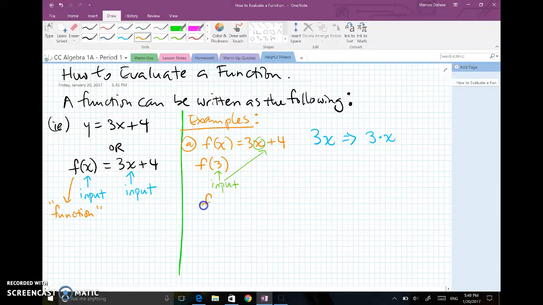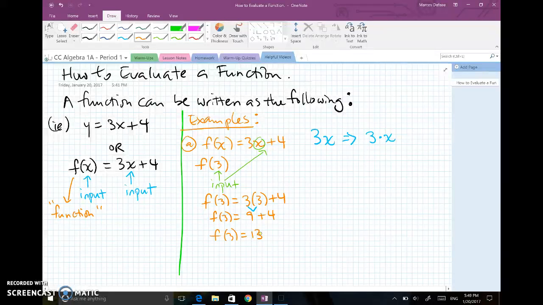So we will get f of 3 is equal to 3, which is our coefficient, multiplied by 3, which is our input number, and then plus 4. So the result of that, using order of operations, would be I need to multiply my two 3's first, which would give me a 9. Then by adding 4, my result would be a 13. And that's it, I'm done.